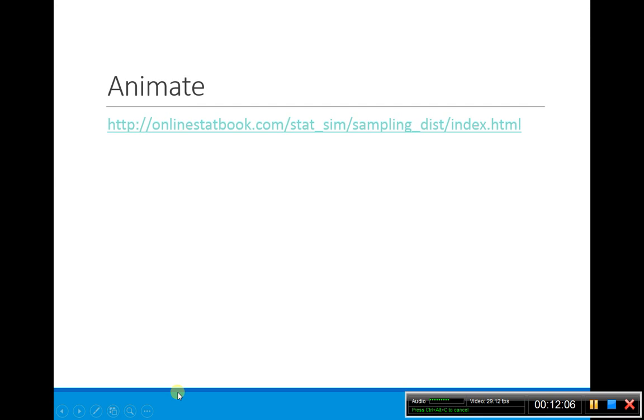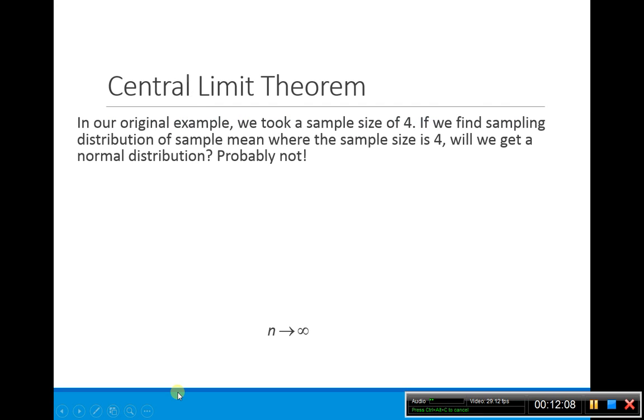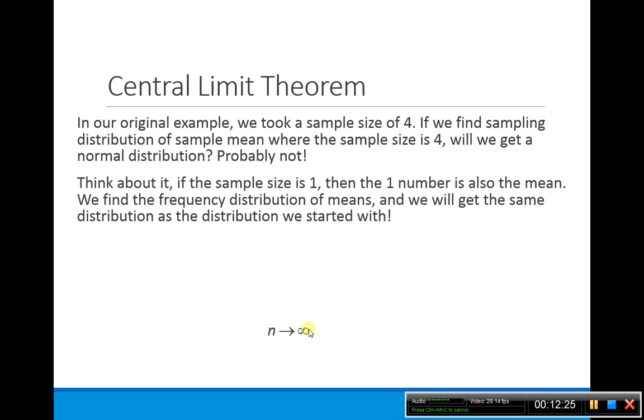Okay, so going back to our slide, ignore this thing. In our original example, we took a sample size of 4. We found the sample mean. So what was the mean of that sample size of 4? Do we get a normal distribution if we do this 100,000 times? Probably not. If we think about taking a sample size of 1, then definitely not, right? So the mean is just going to be the one number that we get. So we're going to have basically the same distribution that we started with.